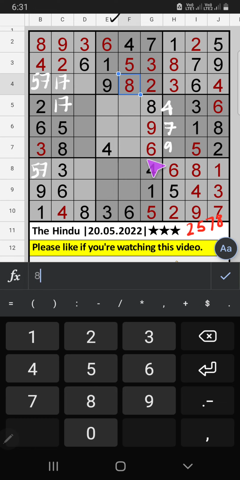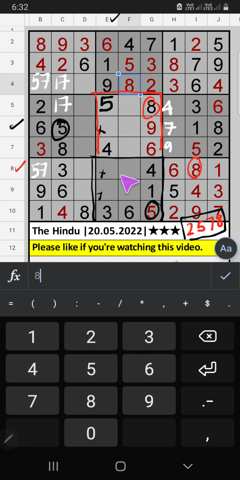Column E, 4 numbers are remaining: 2, 5, 7, 8. 8th grid. 6th row, we have 5. So 5 can't come in these cells, then 5 is confirmed here. 5th grid. And 8th row, we have 8. 8 can't come in these cells, then 8 is confirmed here.